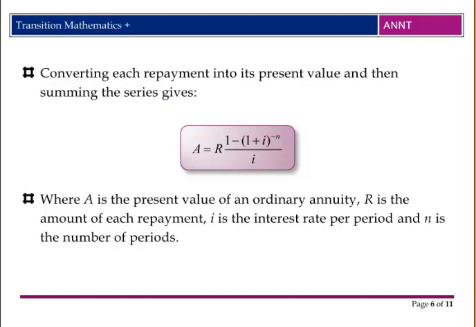Now converting each of those repayments into its present value and then summing the series gives this formula here. You do not need to remember these formulas, they will be provided. Now A is the present value of the ordinary annuity, R is the amount of each repayment, I is the interest rate per period, okay, notice per period, and N is the number of periods.